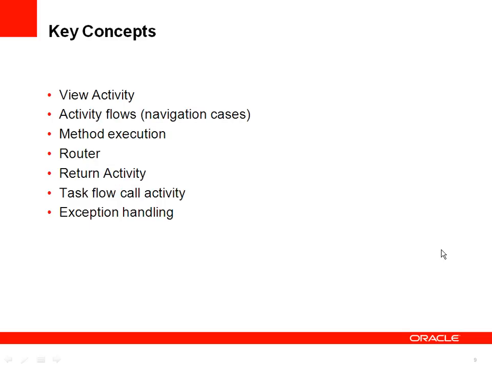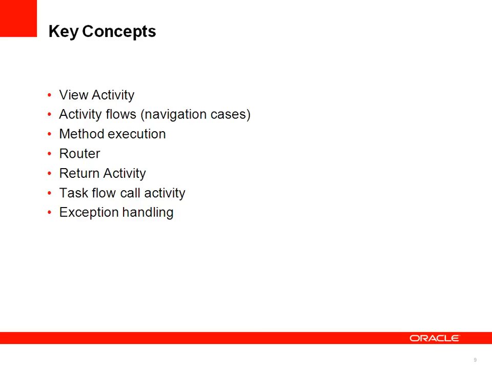The key concepts of ADF task flow are the view activity to display the user interface, the pages and page fragments; activity flows, which are the equivalent to navigation flows in Java Server Faces; method execution to execute Java or binding methods; the router, which is kind of an if-else statement that helps you decide which path within the navigation tree you want to continue with. The return activity sits at the end of every bounded task flow to either commit or roll back the transaction, and to determine how in the calling application the process continues.